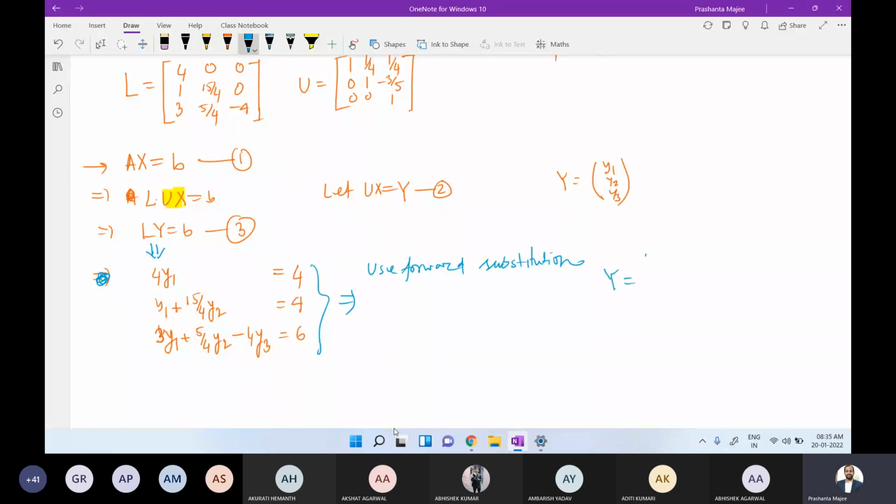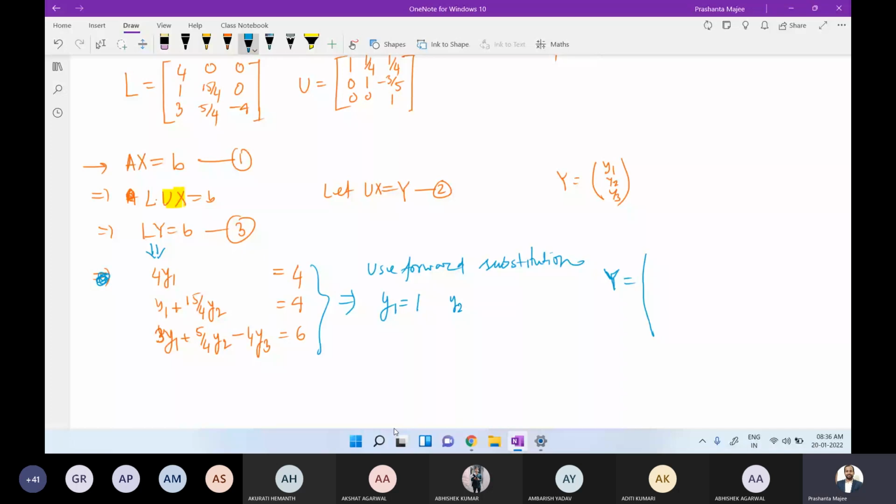What is y1? y1 is 1. Then what is y2? y2 is 4 minus 1, so 3, 3 into 4 by 15. So 12 by 15, and 12 by 15 will be 4 by 5. So y2 equals to 4 by 5.